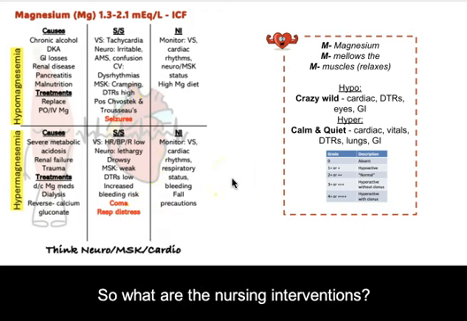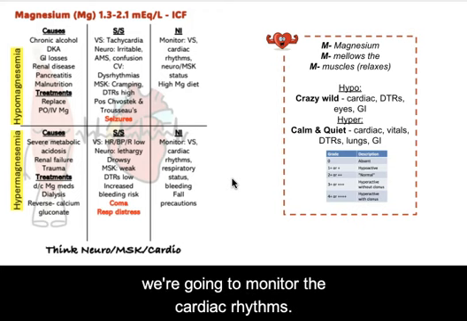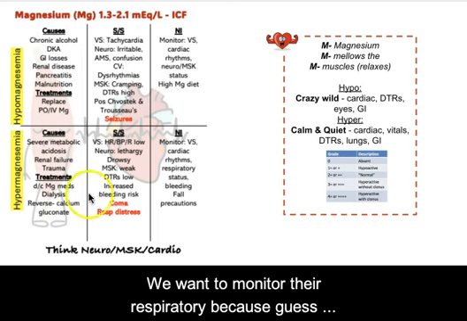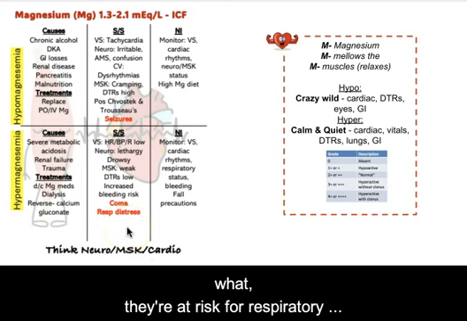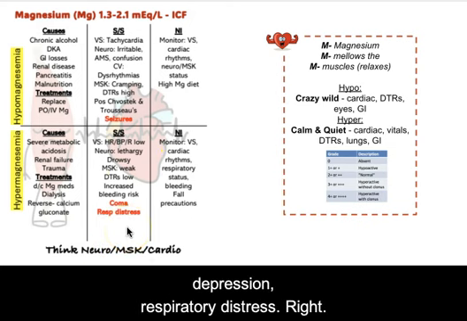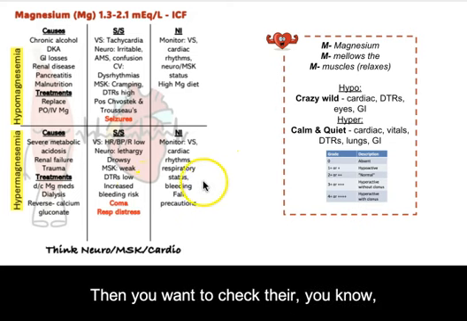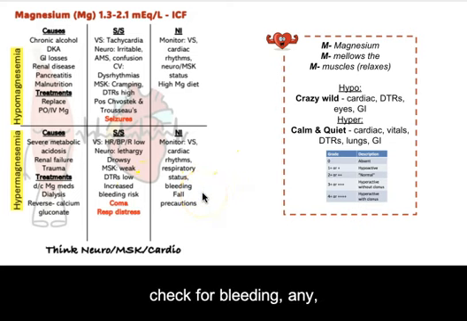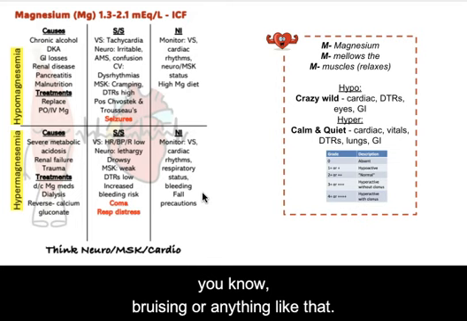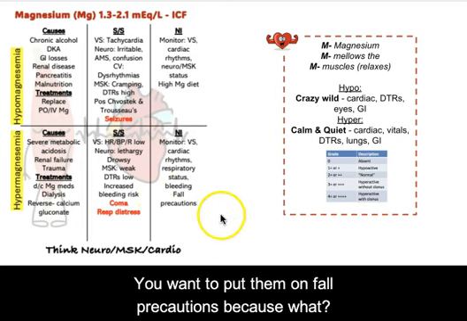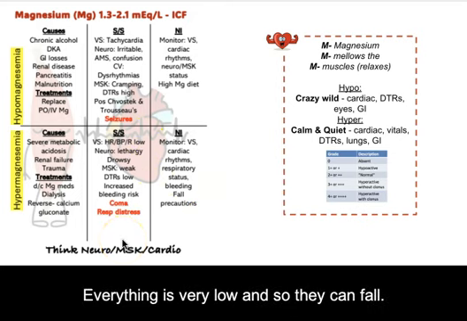So what are the nursing interventions? We want to monitor vital signs. We want to monitor the cardiac rhythms. We want to monitor their respiratory status, because guess what? They're at risk for respiratory depression, respiratory distress, right? Then you want to check for bleeding, any bruising or anything like that. You want to put them on fall precautions because what? Everything is very low, and so they can fall.